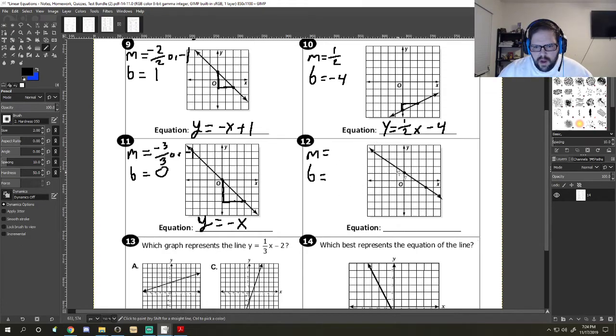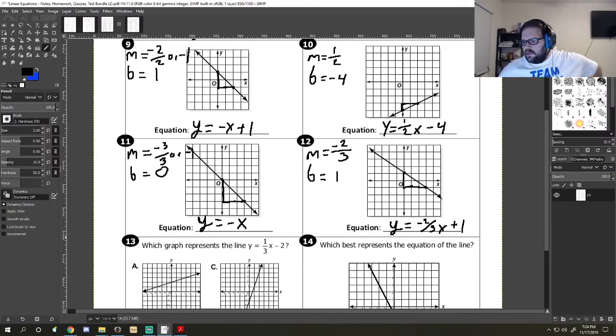So for number 12, my y-intercept is 1, and my slope is down 1, 2, over 1, 2, 3. That's -2 thirds. So that means that this is going to be y equals -2 thirds x plus 1. All right.